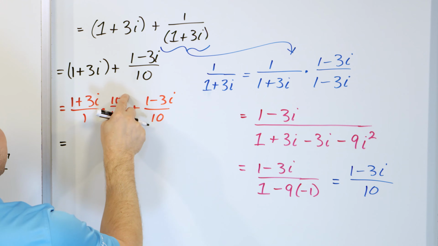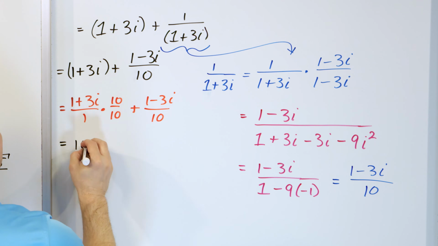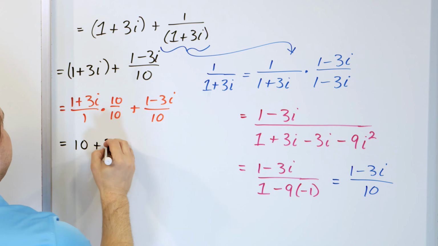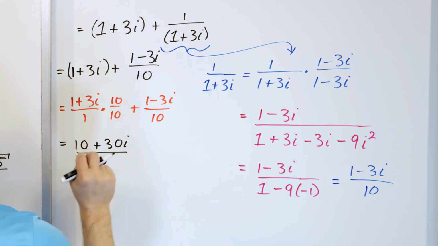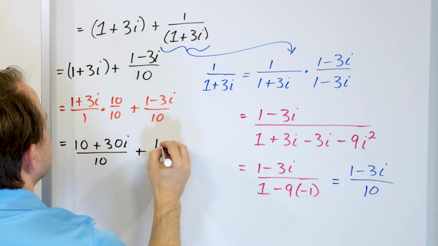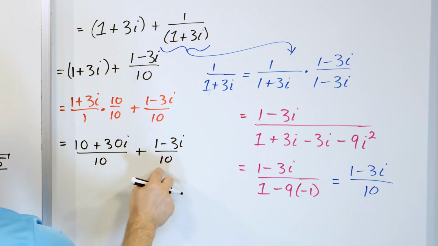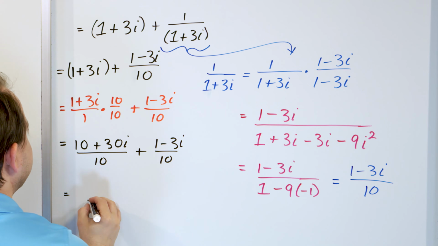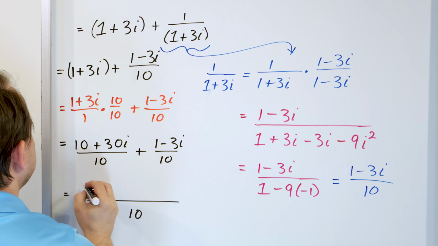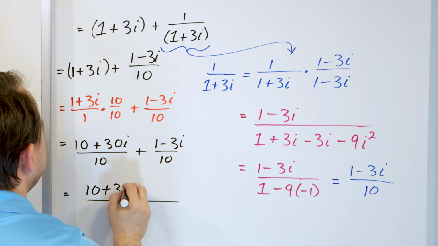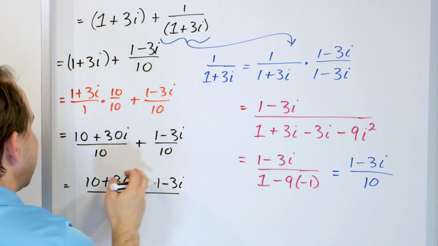So when I multiply by 10 on the top, it gets distributed into each term. So 10 times the 1 gives me 10. 10 times the 3i is 30i. And on the bottom, you're going to have this 10, 1 times 10. But we're adding to that 1 minus 3i also over 10. Now you can see how to add it because I have a common denominator. So it's going to be over 10, and I'm going to take this numerator plus this one. So it'll be 10 plus 30i plus this one, 1 minus 3i, and I have to add them all together.